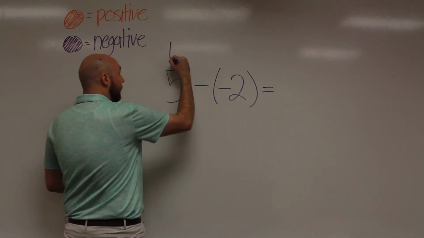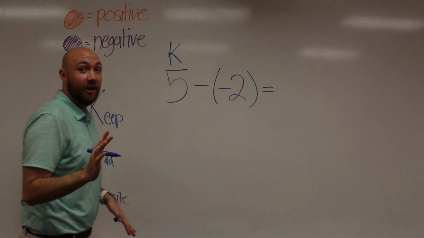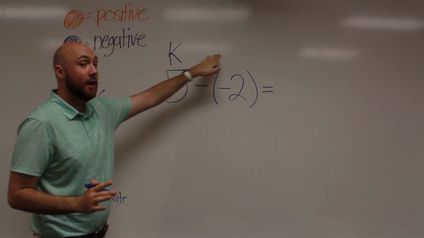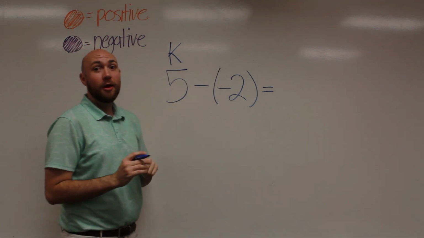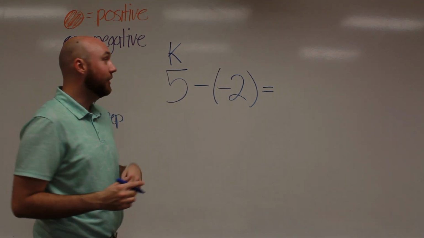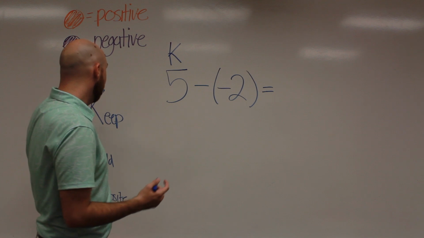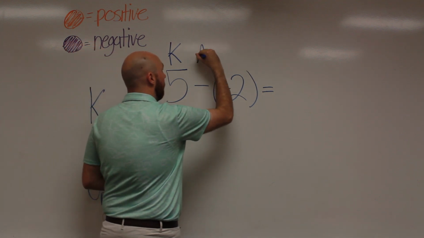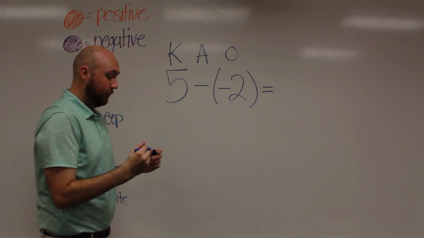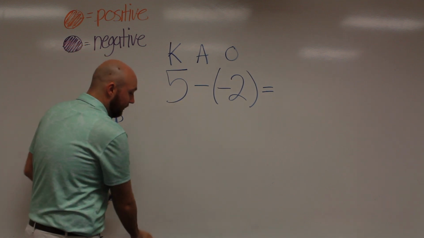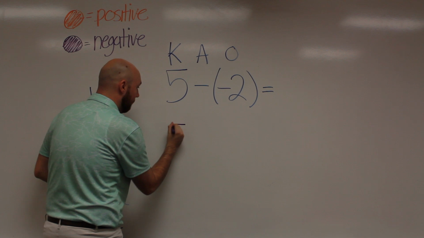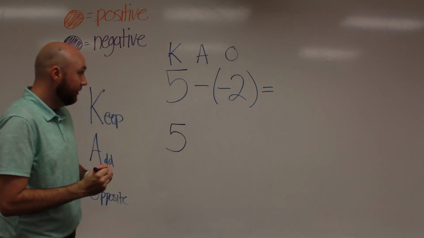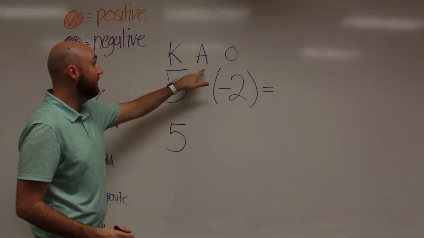All right? I would highly suggest writing what I write, the letters above each number or each step. I would highly suggest doing that, all right? Because you cannot mess up when you do that. So if you do keep, add, opposite, let's get into it. I'm gonna write in a different color so you can see it better. So keep the 5. We're gonna keep it the same. Positive 5. Change subtraction to addition.